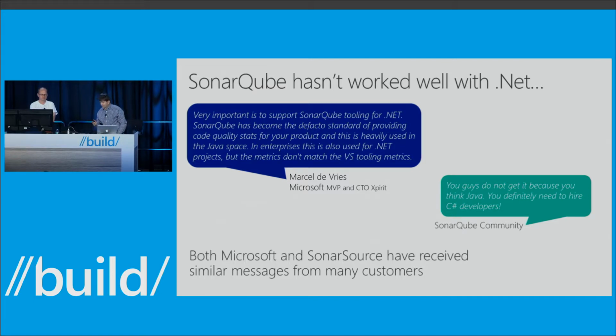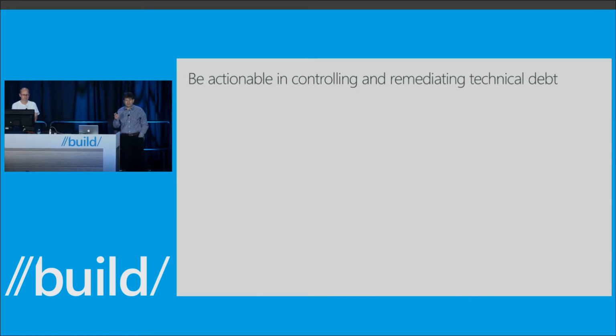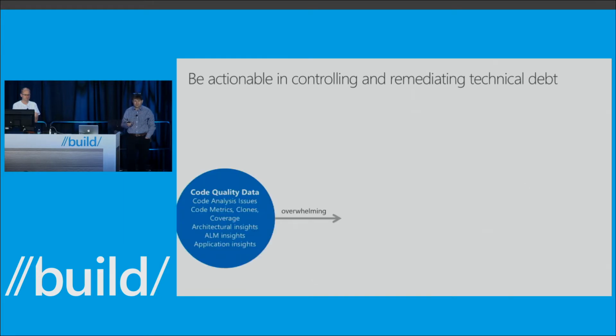So let's just take a step back and dive in a little bit more about what that problem is we're trying to fix. Because there's a sort of broader story here, and we're only on the first part of that story. So you get your code quality data, code analysis issues, code metrics, clones. I don't think you talked about the clones or didn't demo that. Coverage, also things like architectural insights and possibly ALM insights, which would be things like where's your code churning?